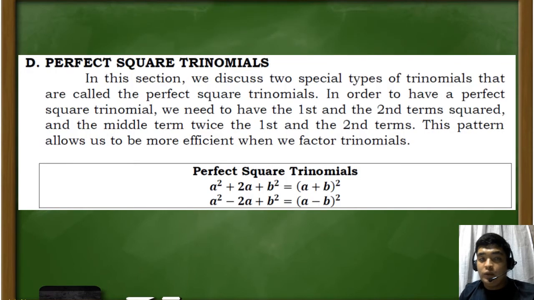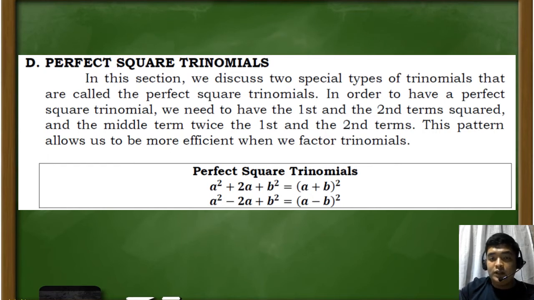Proceed now to the perfect square trinomials. In this section, we discuss two special types of trinomials that are called perfect square trinomials. In order to have a perfect square trinomial, we need to have the first and the last term squared, and the middle term twice the first and the second terms. This pattern allows us to be more efficient when we factor trinomials.